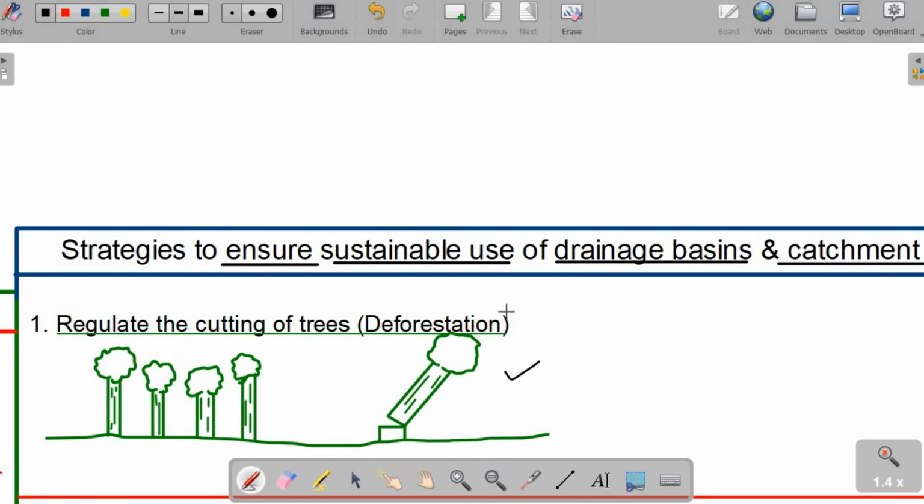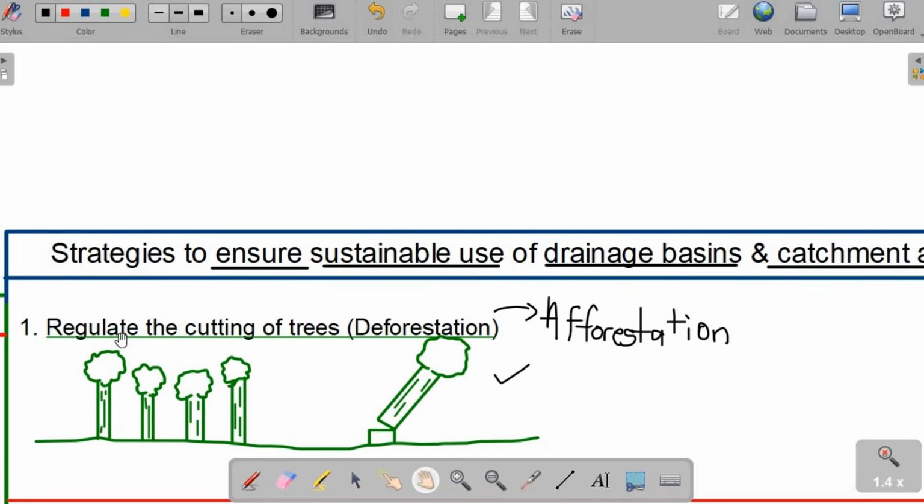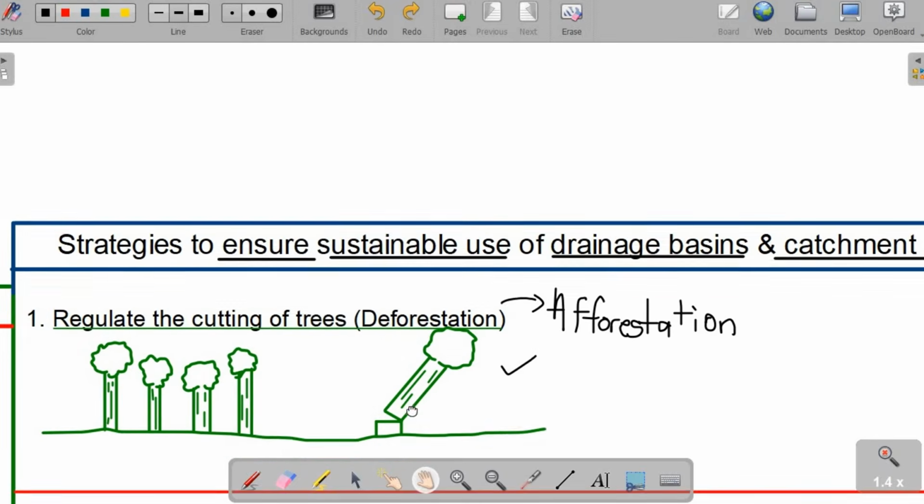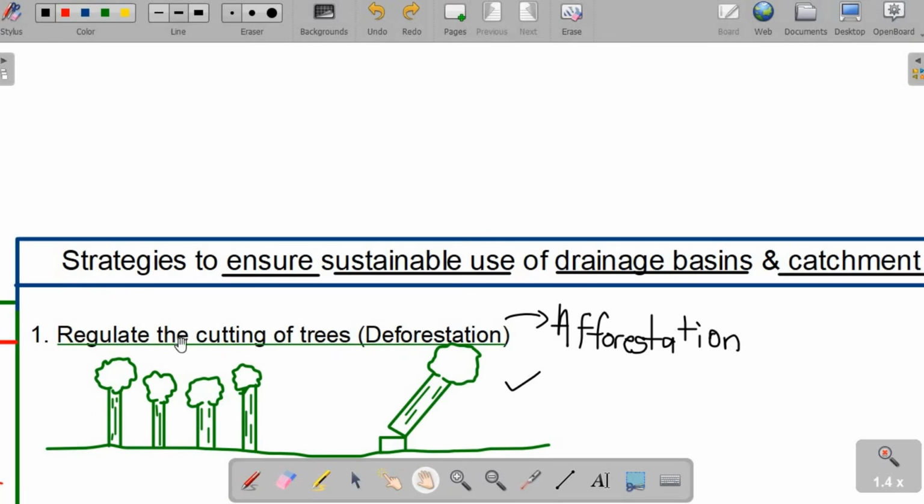Okay, so you can also talk about afforestation. So afforestation, this is the planting of more trees. This is the direct opposite of deforestation, which is the cutting down of trees. So it would help to regulate. We have to have officials there that are recording the amount of trees that are being cut and ensuring that fines are given to companies that cut more than is written down by law. So that is one thing.